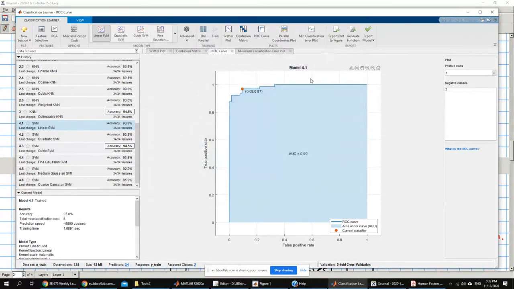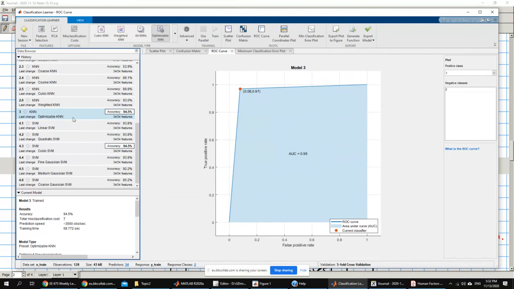Okay. The nice thing about this also is that you can generate a function. If this is my best classifier, for example, I can generate a function that generates the model for this classifier.